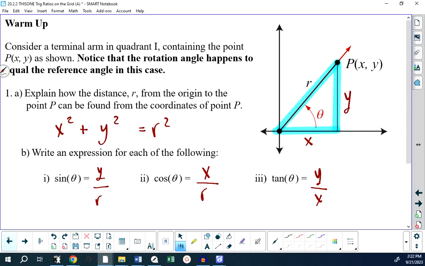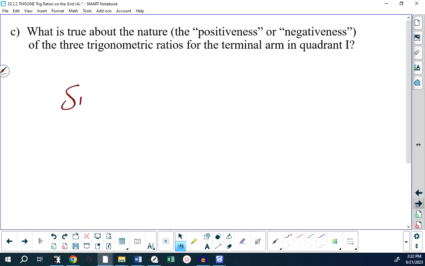Always. If you take your calculator and take any angle that's bigger than 0 degrees and less than 90 degrees, and you go sine of that angle, you're going to get a positive answer. Okay? So, sine of theta in quadrant 1 is greater than 0. That means it's positive. Cosine of theta in quadrant 1 is greater than 0. It's positive.